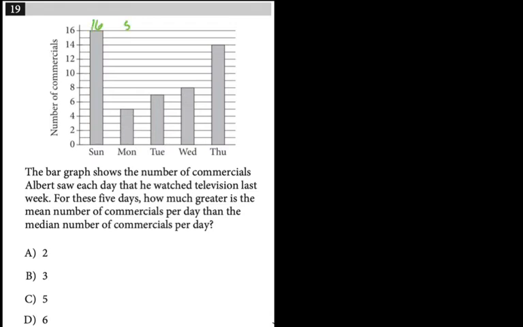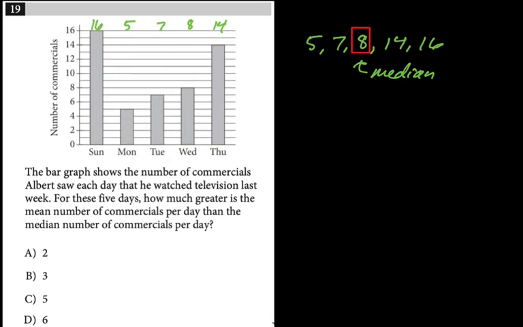So I think the numbers are 16, 5, 7, 8, and 14. Those are the numbers. Now what I need to do to find the median is put them in order. So let's do that. 5, then 7, then 8, then 14, then 16. The median is the one that's in the middle, right? So we now know the median is definitely 8. There are 2 smaller, there are 2 bigger, it's in the middle, it's the median.